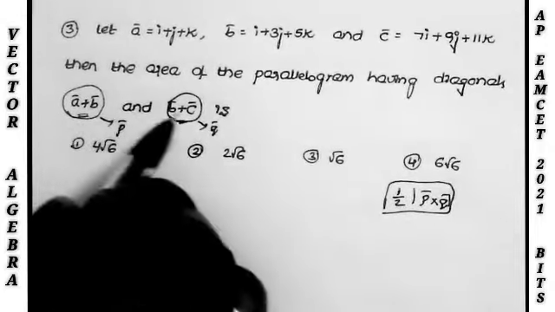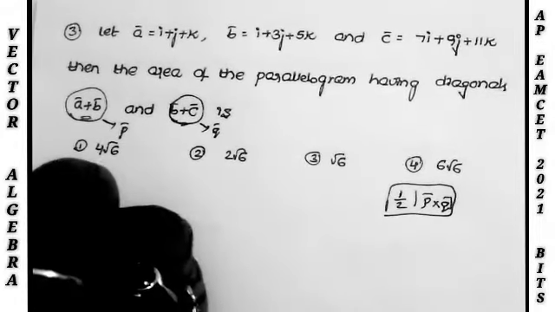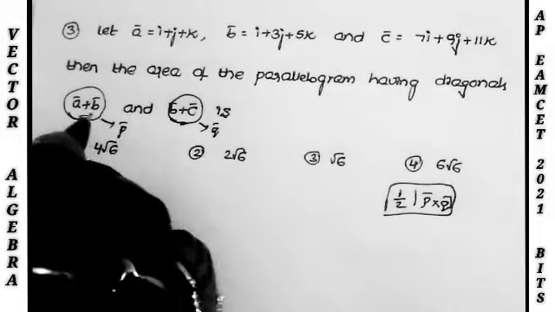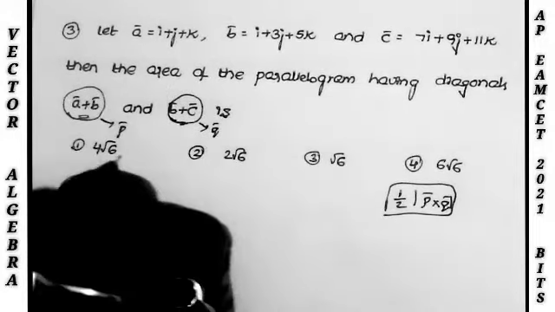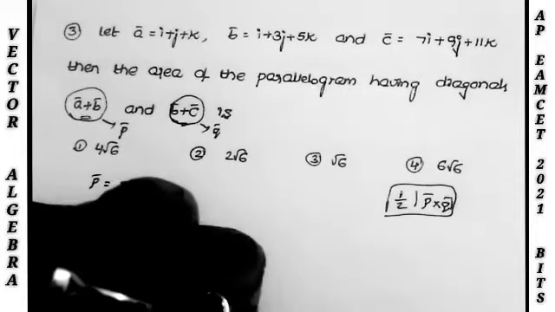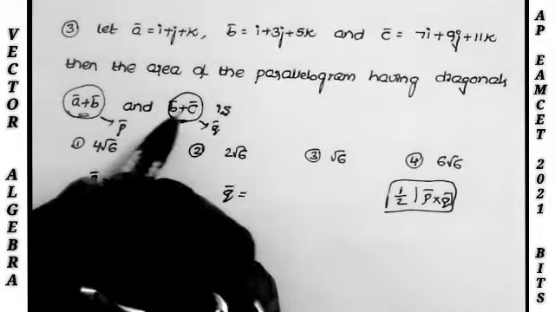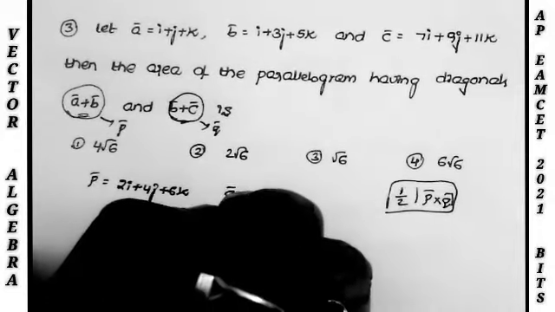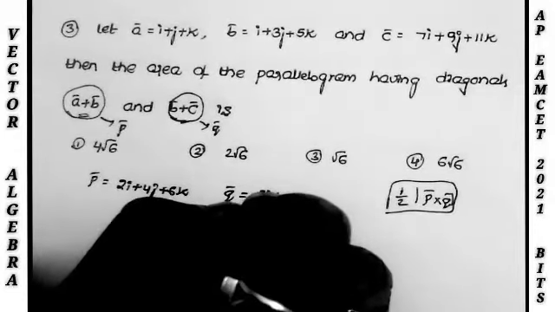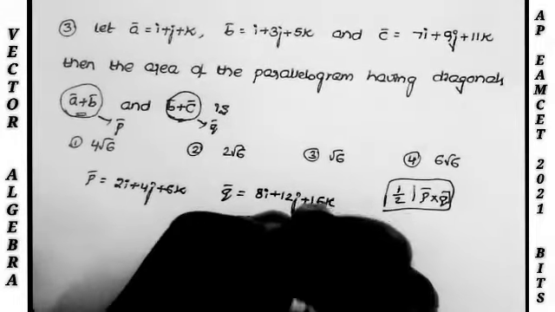So first, given that these two are the diagonals, I take these two values P and Q. What is P bar? A bar plus B bar. Adding the two vectors, that is 2i plus 4j plus 6k. And what is Q bar? B bar plus C bar. Adding these two vectors, we get 8i plus 12j plus 16k. Okay, these are the P bar and Q bar vectors.